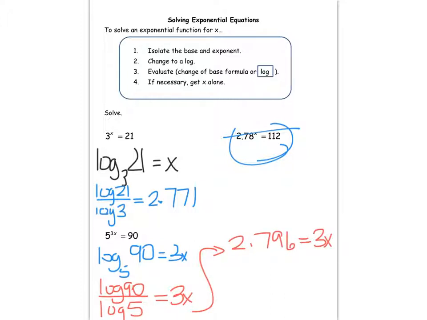So I need to do the fourth step. If necessary, get x alone. Well, yeah, it's necessary. We've got to get rid of that 3. So, lastly, we will divide by 3 to find out that x equals 0.932.